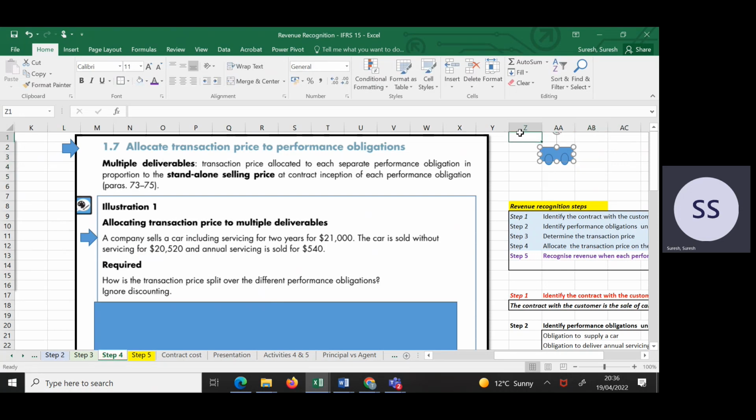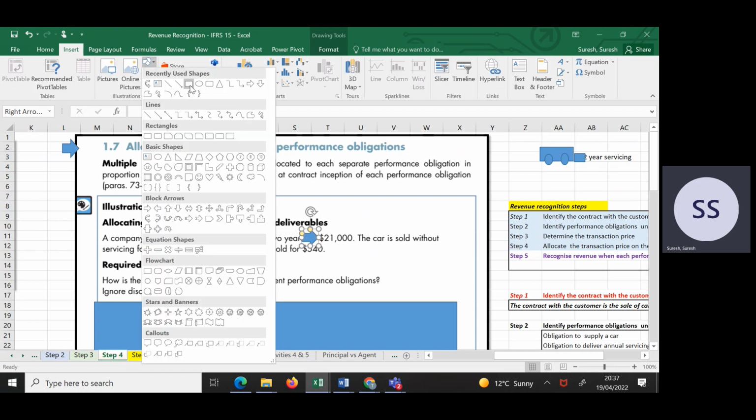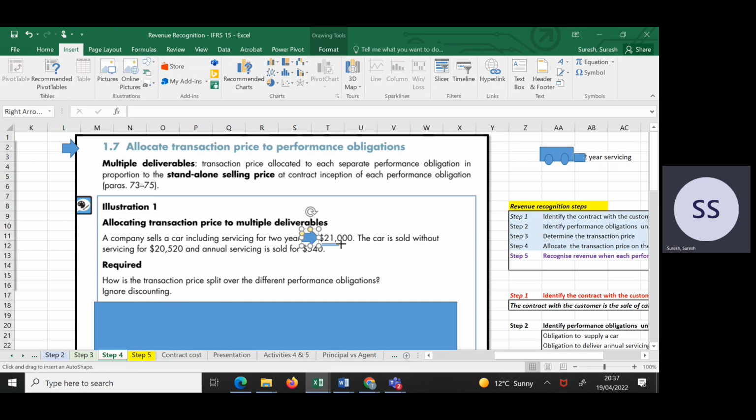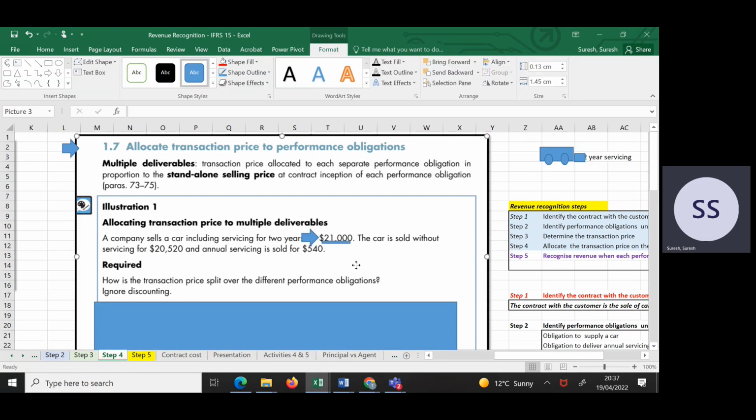But imagine this is the car. So the company is selling the car, and not only the car, but also 2 years of servicing. Not only the car, but 2 years of service. So how much we have to pay to get this car and the 2 years of servicing is 21,000. This 21,000 is what is known as the transaction price.